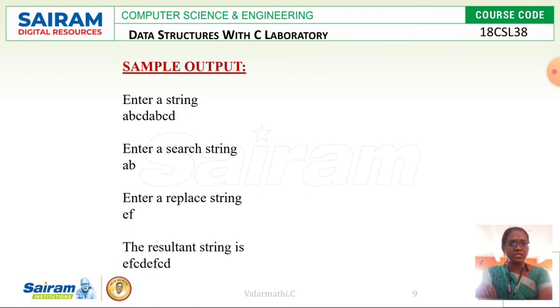How many times is AB present in the original string? Two times, because it occurs in the first two letters and also after those. So this AB pattern occurs two times, and both are replaced by the replacement string. The resultant string consists of EF, CD, EF again, CD again. I hope you understand the concept.